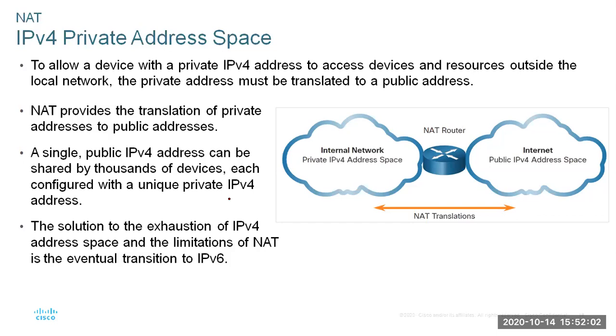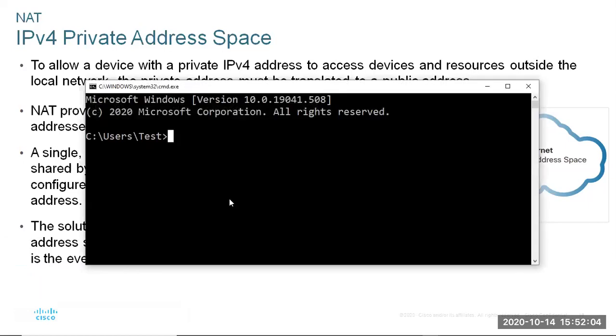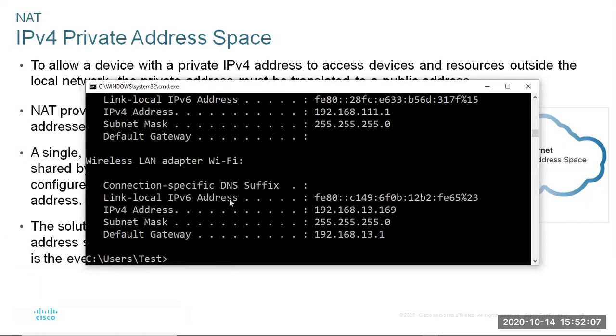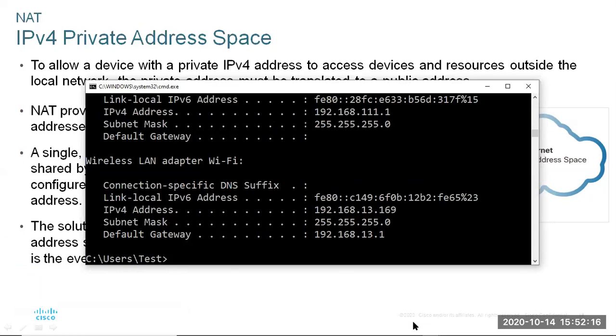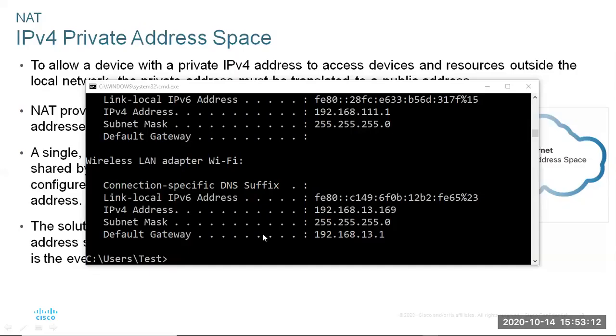For instance, let me show you my IP address, ipconfig. Okay, just a second. Now, this is the IP address for my laptop. You see 192.168.13.1, all right, that is my gateway, then 13.169. But currently I am not accessing the internet with this IP address. There is a NATing that is taking place.